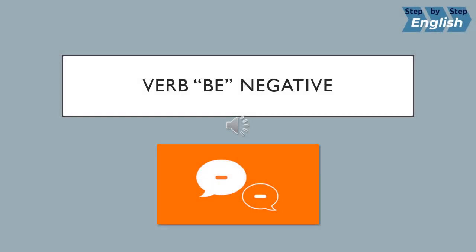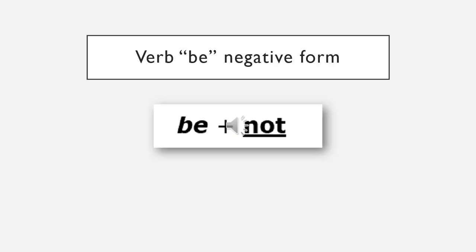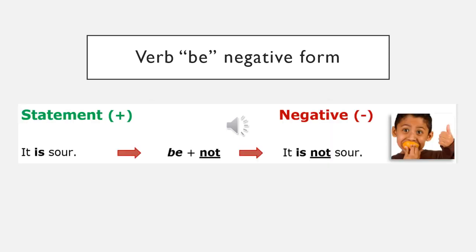Let's learn the negative form of the verb be. The negative form is simple. We use the word not after the verb be. For example, am not, are not, is not. Example, we have a positive statement, it is sour, and a negative statement, it is not sour.